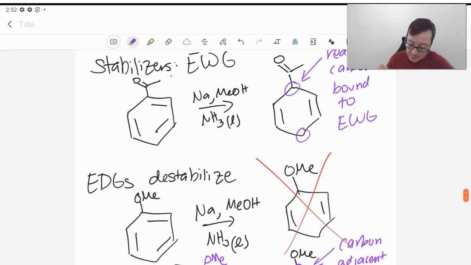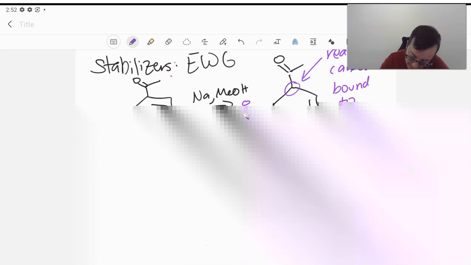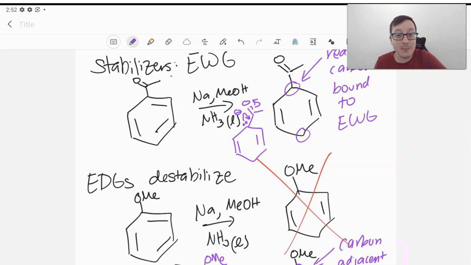But if we take a look at the electron withdrawing group, if we look at its intermediate, we can see, in fact, it's resonance stabilized. This is way too small of a molecule, but it's resonance stabilized. So it actually stabilizes that position, allowing this reaction to happen more easily. So the point is, when you have an electron withdrawing group, you will try and reduce that carbon, the one to which your electron withdrawing group is attached.